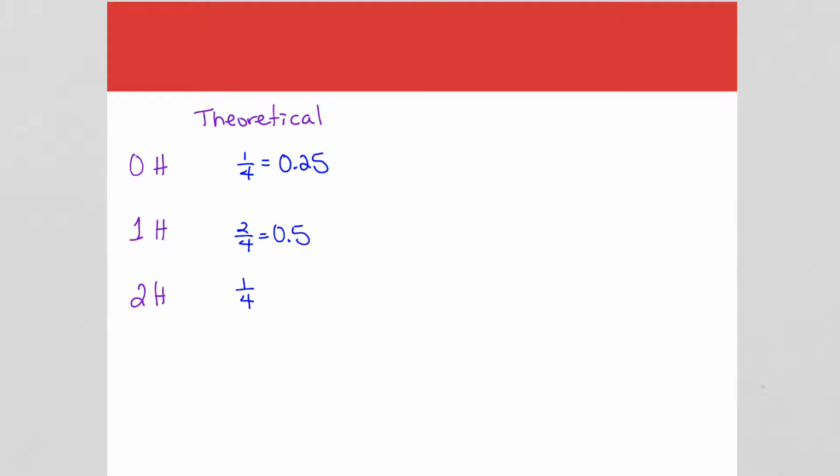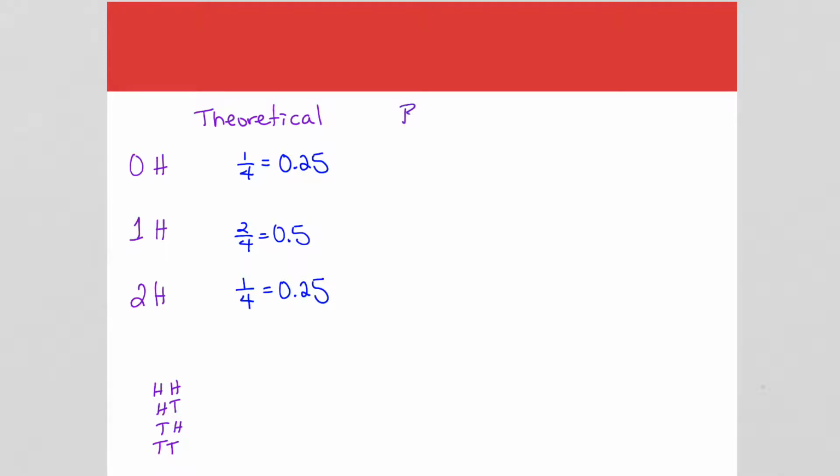So, if we look at 0 heads, 1 head, and 2 heads, the theoretical probabilities here would be the chance that you would get 1 head would be 2 in 4, or 0.5. So the chance that you get no heads would be 1 in 4, or 0.25, and the same with the chance to get 2 heads, 0.25. Because if we look at our situations, you could have heads, heads, heads, tails, tails, heads, tails, tails. Okay?